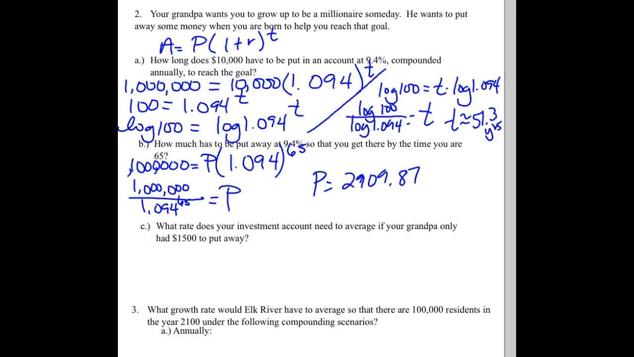Okay, so think about that. He had to put in $10,000 if we wanted our million when we turned 51. He only has to put in a little under 3,000 if we can wait till we're 65. Okay, it has enough time to grow.